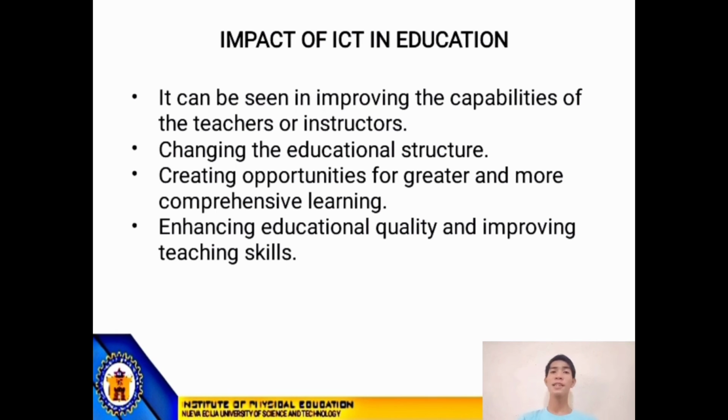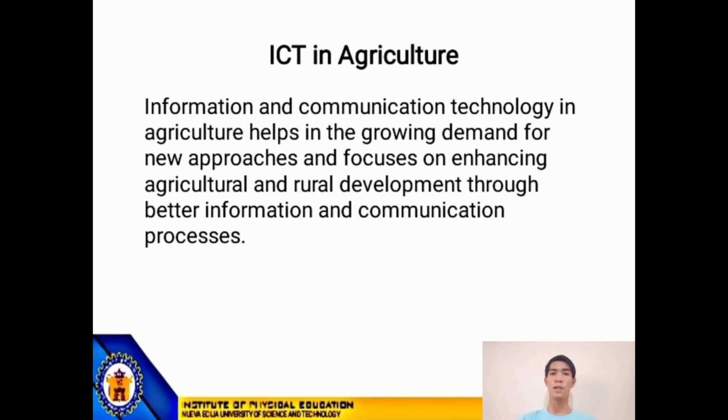So now, let's proceed to the ICT in agriculture. The information and communication technology in agriculture helps in the growing demand for new approaches and focuses on enhancing agricultural and rural development through better information and communication processes. So through the ICT in agriculture, it helps to empower rural people by providing better farming techniques, better access to natural resources, effective production strategies, and digital marketing strategies for agribusiness and financial services.